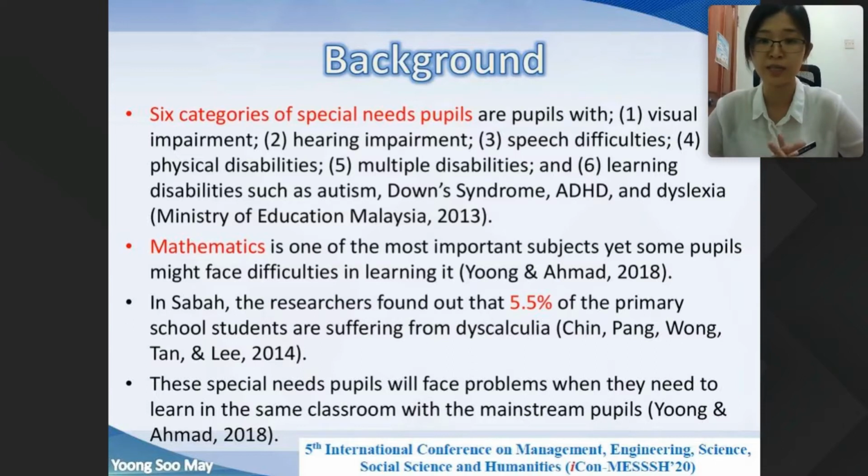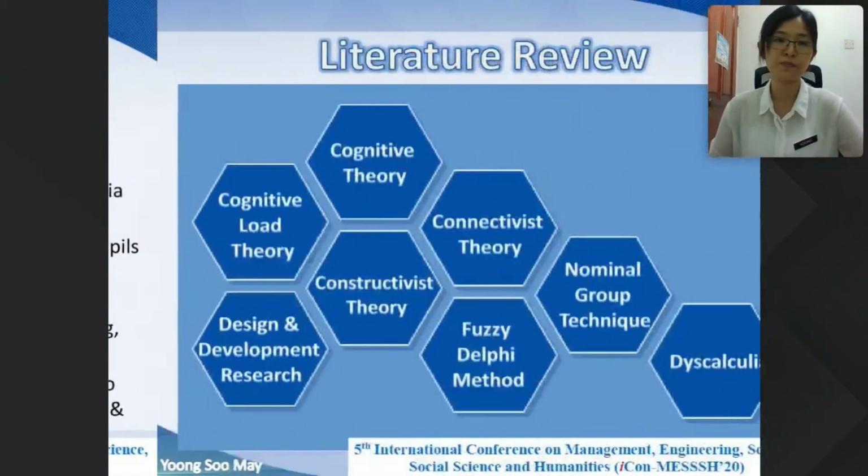According to Young and Ahmad in 2018, mathematics is one of the most important subjects, yet some pupils might face difficulties in learning it. Based on Chin, Pang, Wong, Tan, and Lee in 2014, in Sabah, the researchers found that 5.5% of primary school students are suffering from dyscalculia.